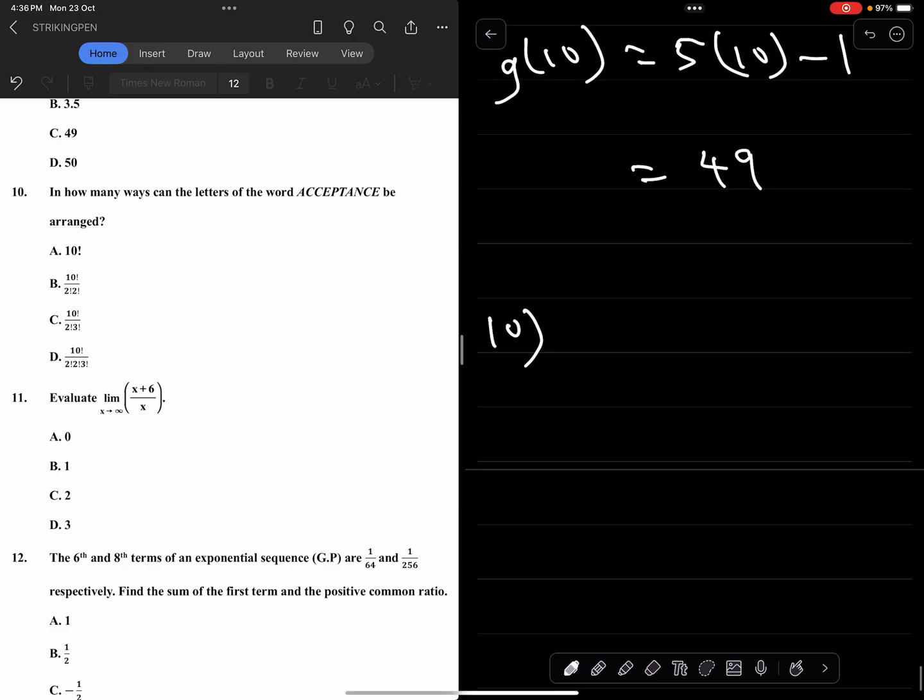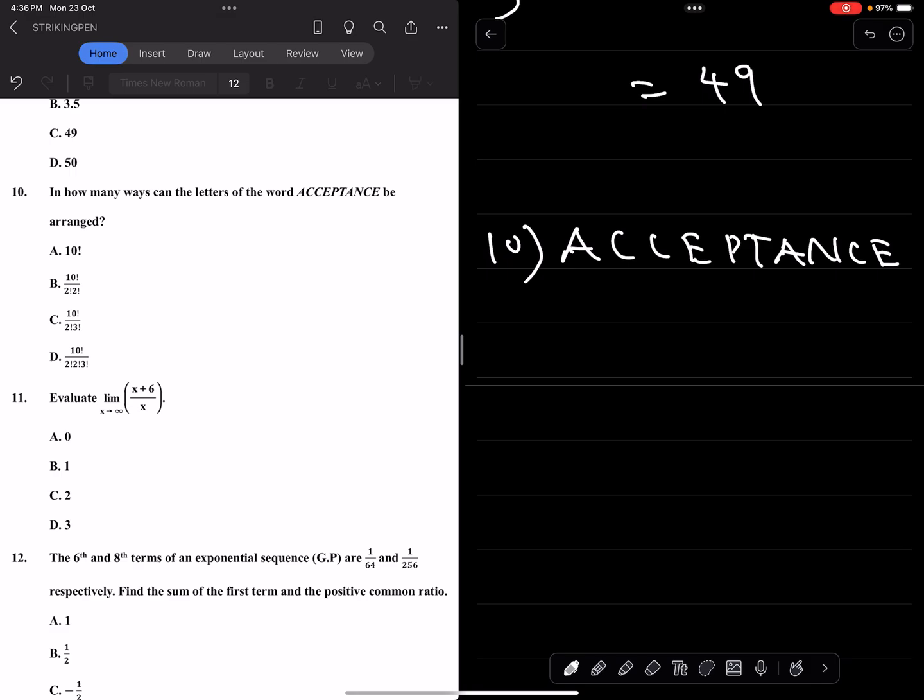In how many ways can the letters of the word acceptance be arranged? Okay, the number of ways is going to be, let's count the number of letters: 1, 2, 3, 4, 5, 6, 7, 8, 9, 10. This is a C.